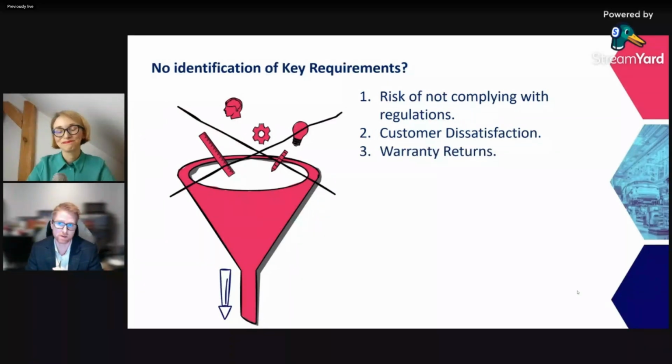We have warranty returns. How many times have we bought a non-automotive product and we're not happy with it? It doesn't work. We return it. It's the same for cars, motorcycles, buses. You'll get parts, or the vehicle in the worst case, being returned. Then, loss of future sales or projects.